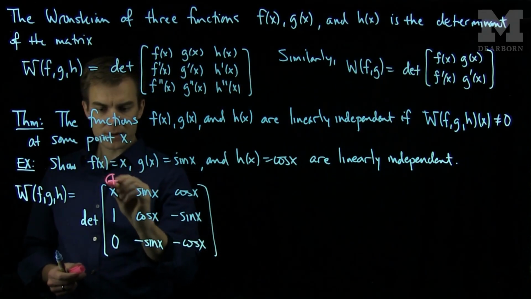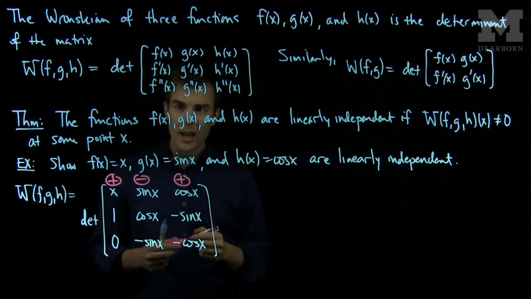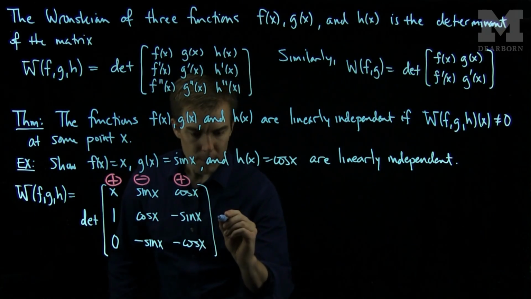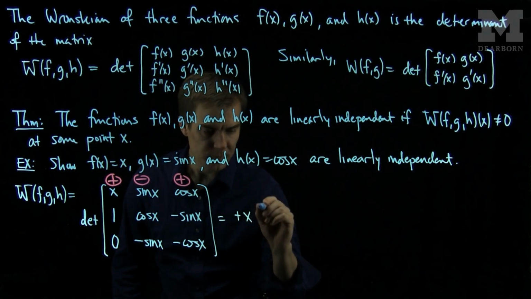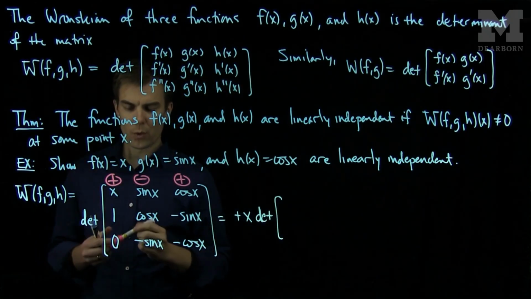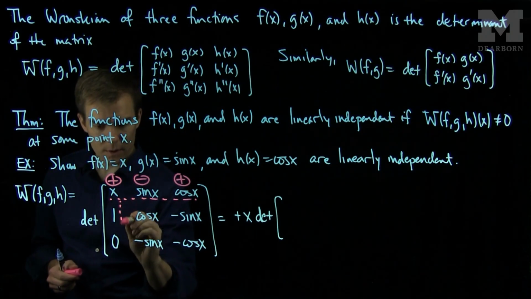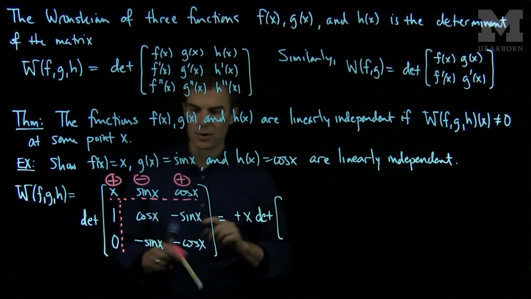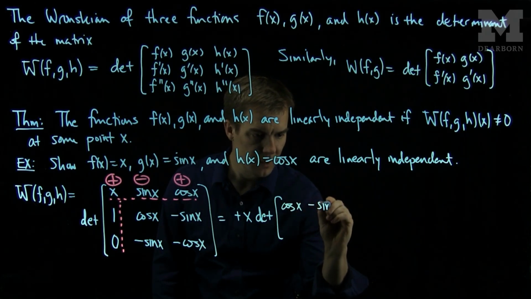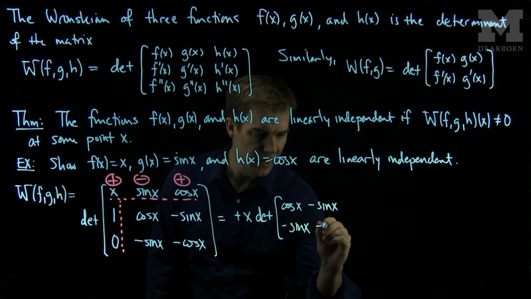We put a plus, minus, and plus along the first row, and we expand along minors. So to do so, we will have positive x times the determinant of the matrix that we get when we eliminate the row and column in which x resides. Doing so, I will have cosine of x, negative sine of x, negative sine of x, negative cosine of x.